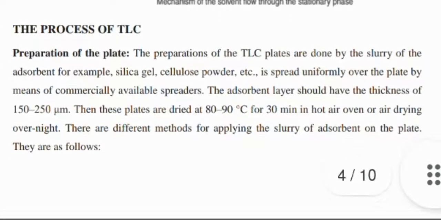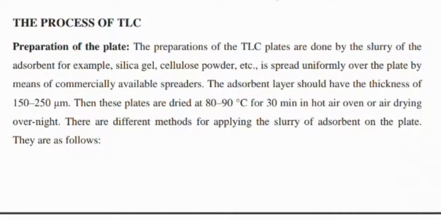Okay, the process of TLC includes the preparation of the plates. The preparation of the TLC plates is done by a slurry of the adsorbent, for example silica gel, cellulose powder, etc., which is spread uniformly over the plate by means of commercially available spreaders. The adsorbent layers should have a thickness of 150 to 250 micrometers. These plates are dried at 80 to 90 degrees centigrade for 30 minutes in an oven.